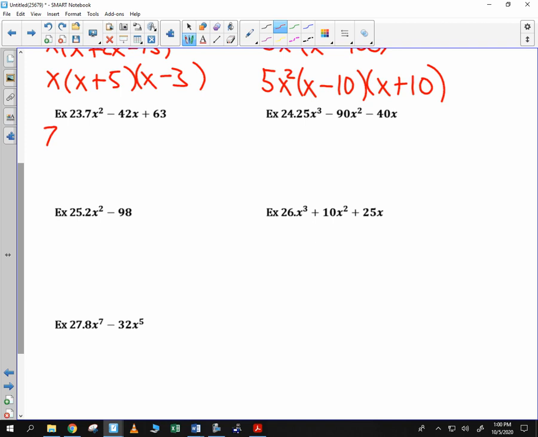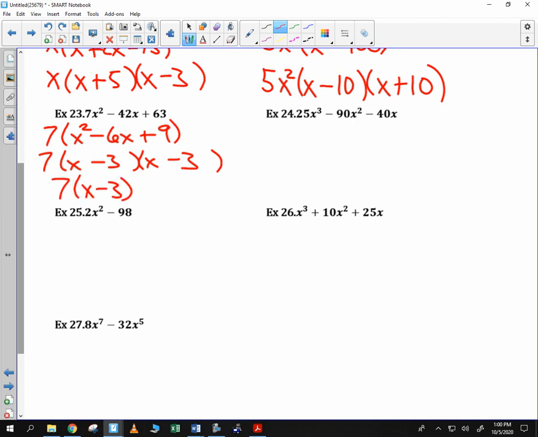Here I factor out a 7. I have x squared minus 6x plus 9. Two numbers that multiply to 9 that add to negative 6. Negative 3 and negative 3. Because those are the same, I can write 7 times x minus 3 quantity squared.